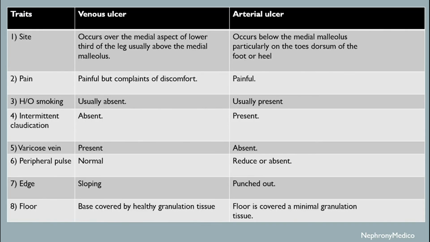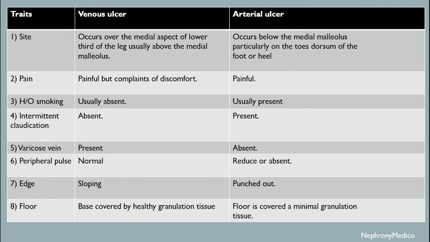Now, differences between venous and arterial ulcer. The venous ulcer occurs over the medial aspect of the lower third of the leg, usually above the medial malleolus, but arterial ulcer occurs below the medial malleolus, particularly on the toes, dorsum of the foot or heel. Venous ulcer is not very painful, the patient complains of discomfort, while arterial ulcer is painful. A history of smoking is seen in case of arterial ulcer, where intermittent claudication is also seen, and varicose vein is seen in case of the venous ulcer.